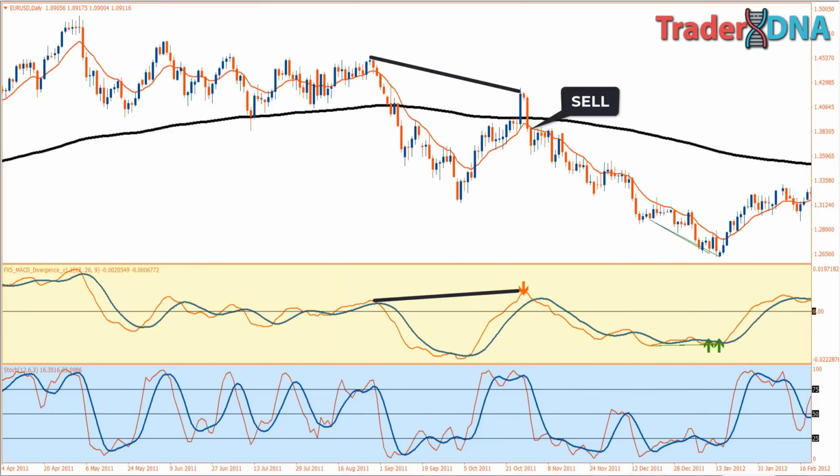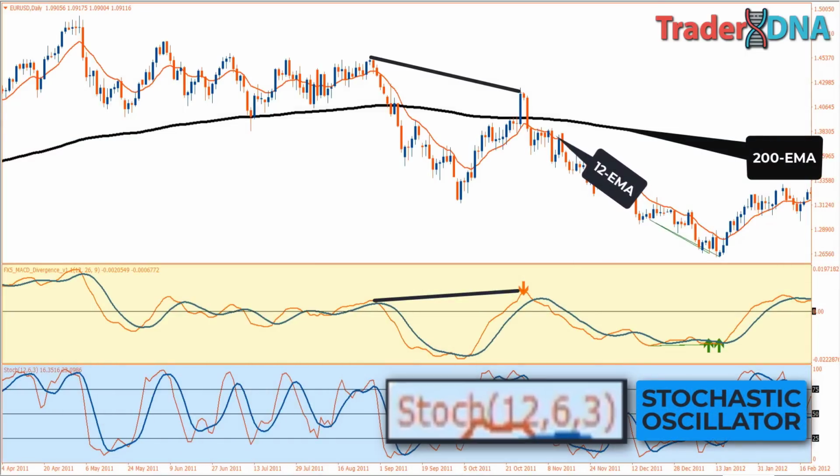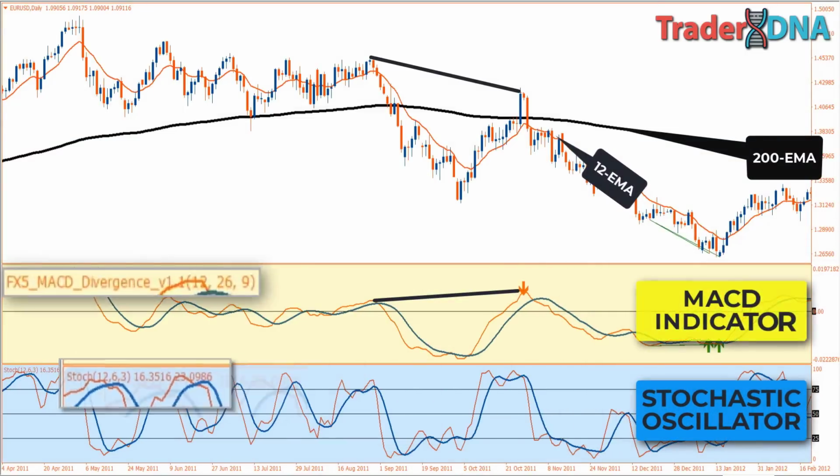The goal of the MACD divergence strategy is to enhance the winning potential of the MACD crossover strategy from video part 1 and the MACD overbought oversold strategy from video part 2. Hence, we're sticking with the components already employed in both of those strategies. These include the 200 period EMA, the 12 period EMA, the stochastic oscillator 12-6-3, and the MACD.